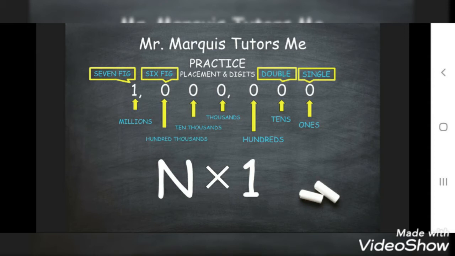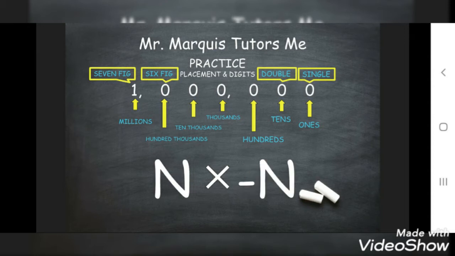9 one time. That's 9 one time. If I just put the 9 down. Now the 1 times 9, I write 1 nine times: 1 1 1 1 1 1 1 1 1, and add them all up. It'll give me 9. Any number times a negative number would make your answer negative, no matter how big or small.